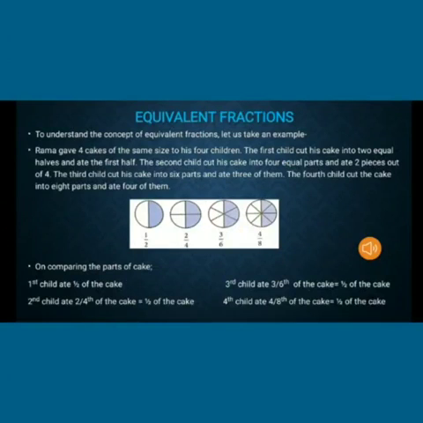The second child cut his cake into 4 equal parts and ate 2 pieces out of 4. The third child cut his cake into 6 equal parts and ate 3 of them. The fourth child cut the cake into 8 equal parts and ate 4 of them. On comparing the parts of the cake, we observe that the first child ate half of the cake, the second child ate 2/4 of the cake, that is again equal to half of the cake, the third child ate 3/6 of the cake, that is again half of the cake, and the fourth child ate 4/8 of the cake, that is again half of the cake. It means 1/2 of the cake.